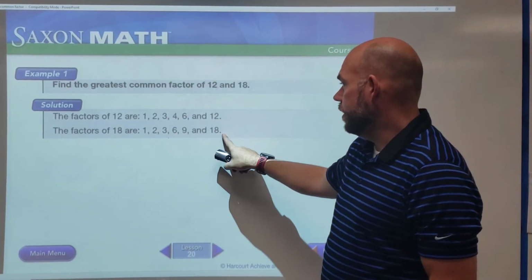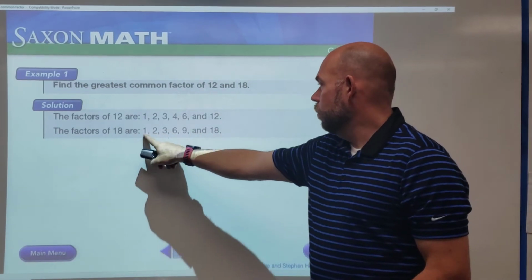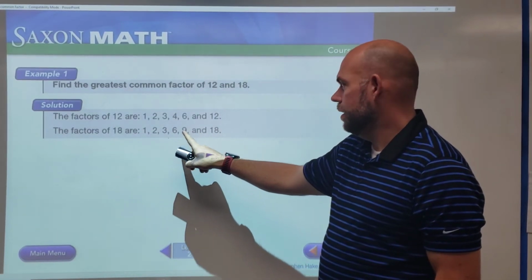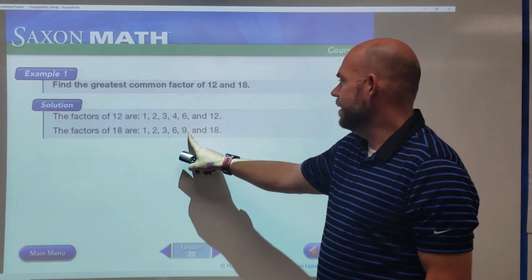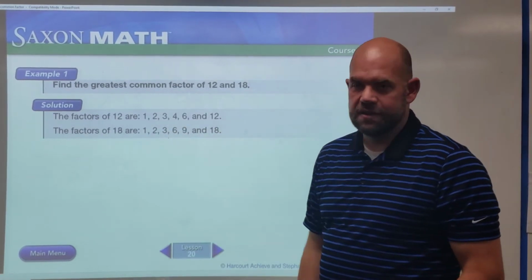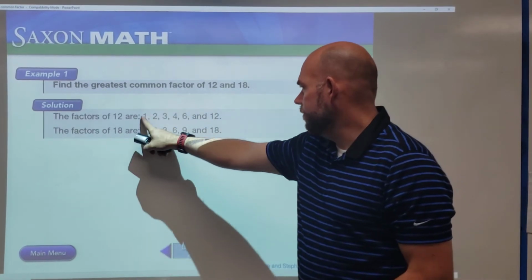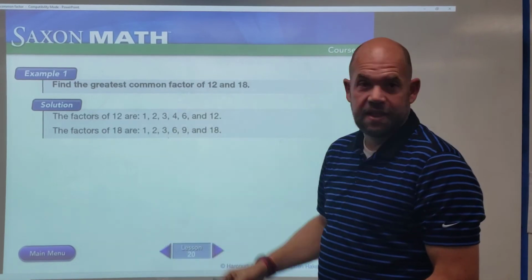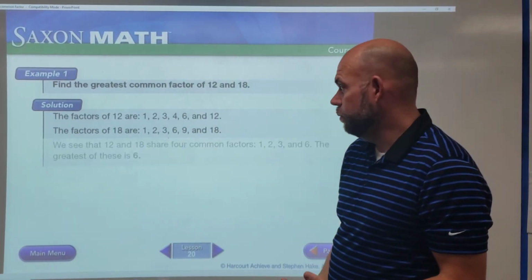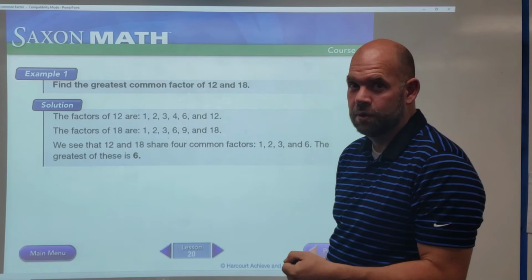The factors for 18 are 1 and 9. No, not 1 and 9. 1 and 18, because that makes 18. 2 and 9 make 18, and 3 and 6 make 18. So now we can just circle the common factors: 1, 2, 3, 6, and that's it. So the greatest common factor again will be 6 because that's the biggest number of the ones that are in common.